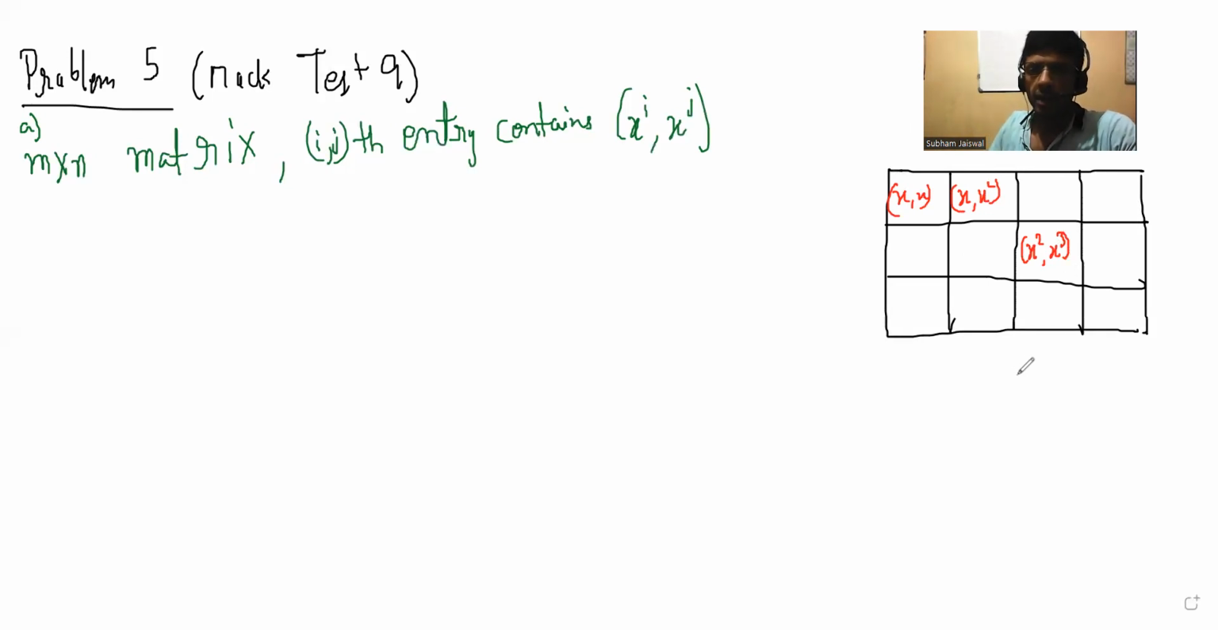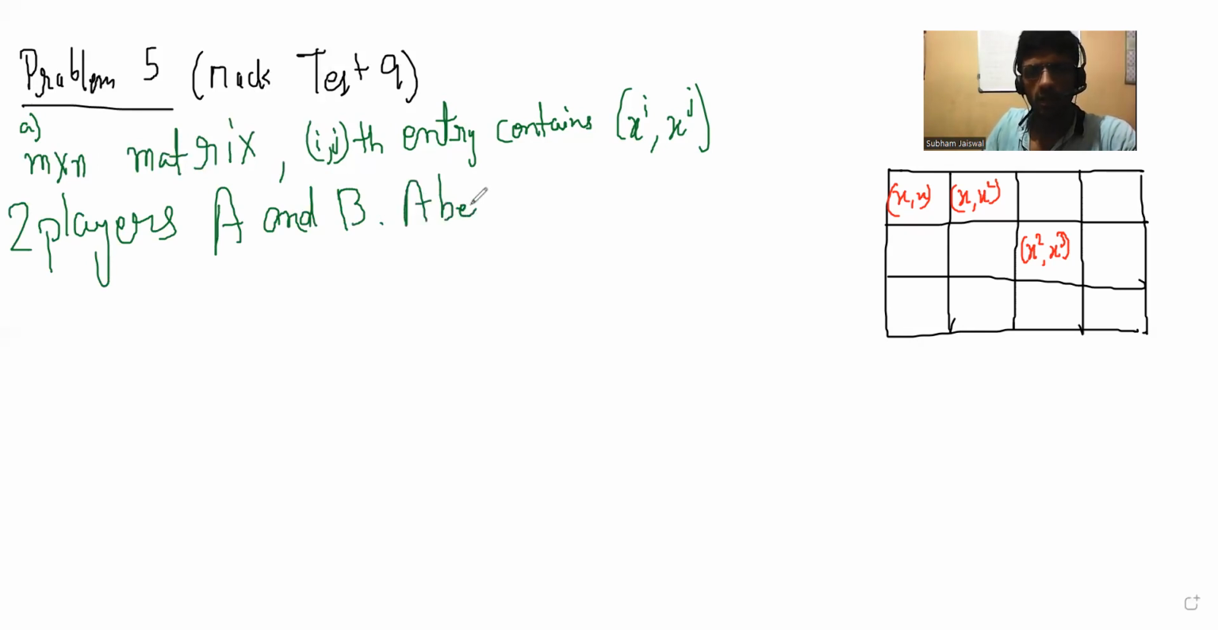Now there are two players A and B making moves alternately, and A begins. In each move, a player can select any vector x to the power a, y to the power b, and take component-wise multiplication of each entry of the matrix with this vector. Then take the limit as x goes to 0 and y goes to 0.